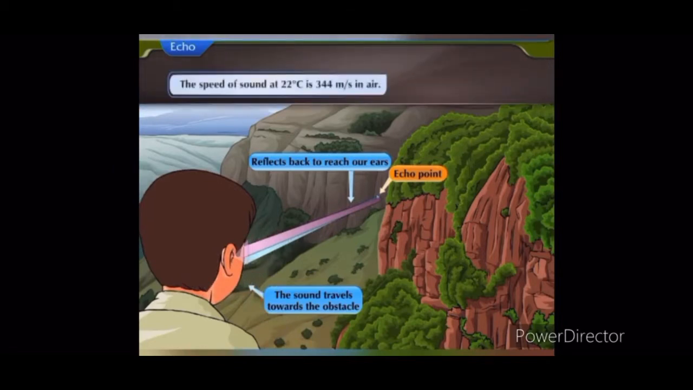The speed of sound at 22 degrees Celsius is 344 meters per second in air. Hence, the minimum distance the sound should have traveled in 0.1 second is given by distance equals speed times time, equals 344 meter per second times 0.1 second. Therefore, distance is equal to 34.4 meter.